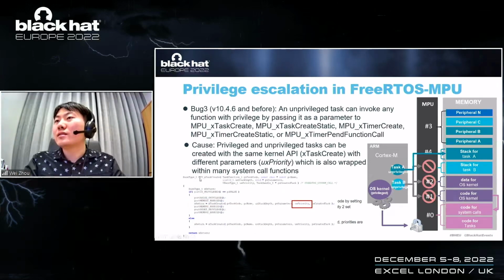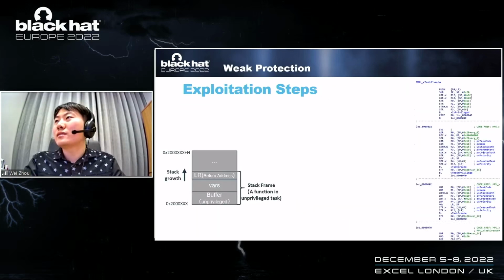As we can see in the wrapped system call here, this parameter indicates whether a privileged or unprivileged task will be created. So we assume just an unprivileged task can call this system call, and this system call will call the kernel to create a privileged task. So the privileged task can be itself. So we can also achieve privilege escalation.